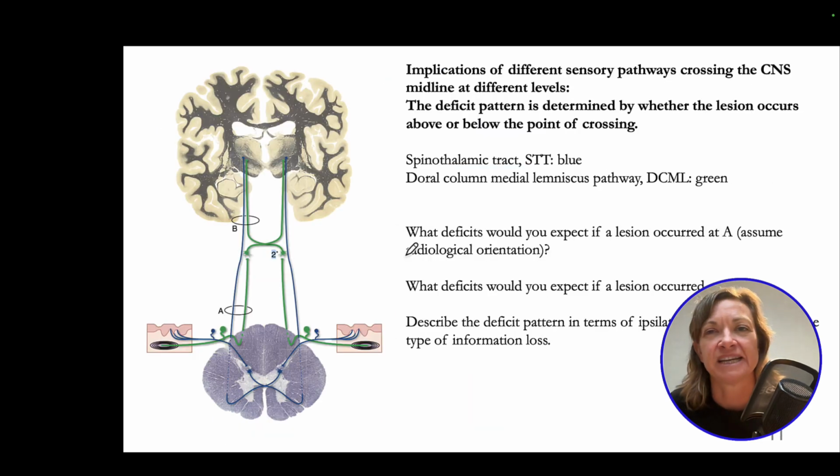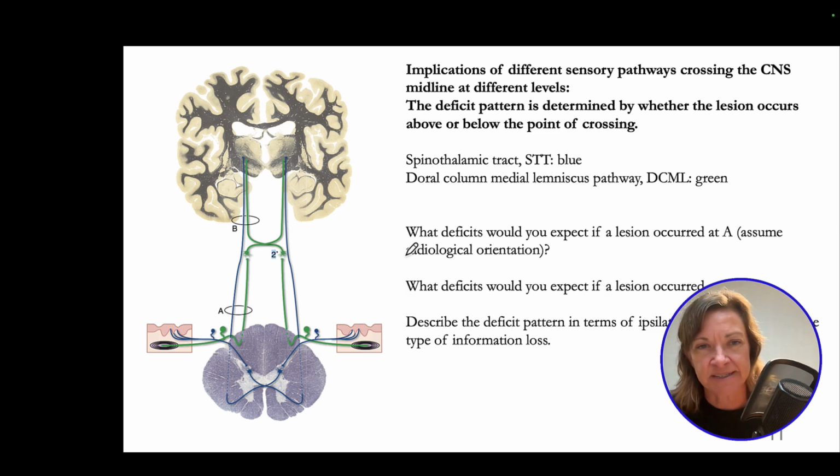So what are the implications of different sensory pathways crossing the central nervous system midline at different levels? Well, the deficit pattern is determined by whether the lesion occurs above or below the point of crossing. And this is a question you want to ask yourself for every pathway you're studying in functional neuroanatomy. Is the lesion above or below the crossing point?